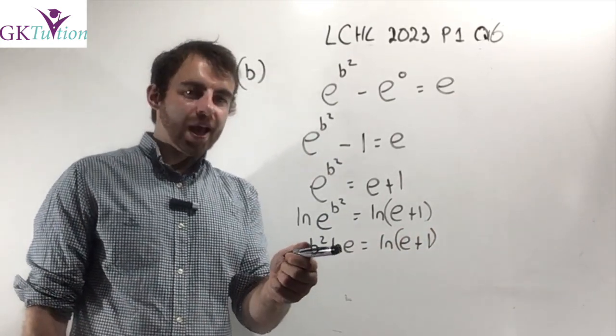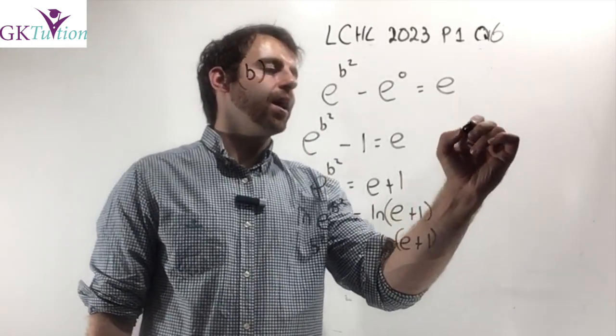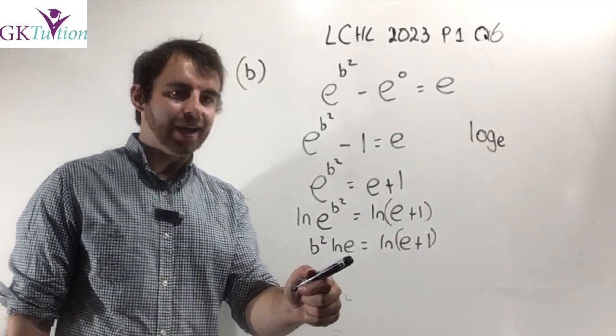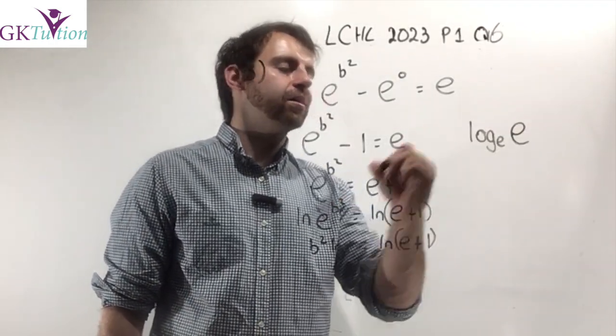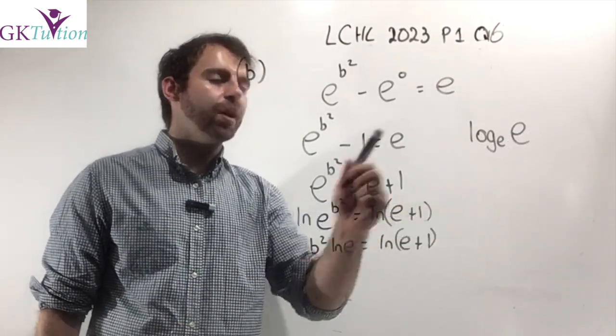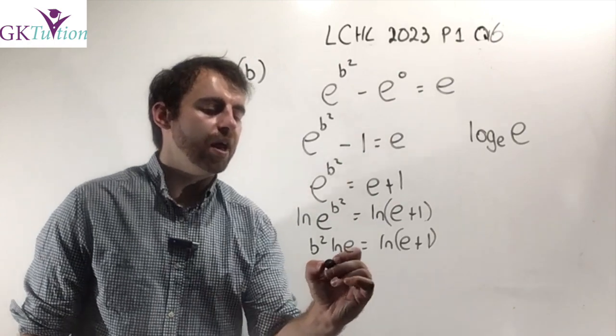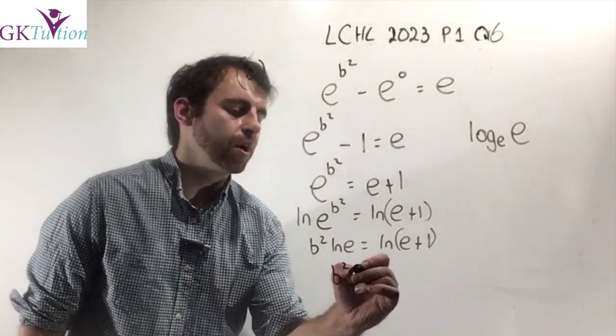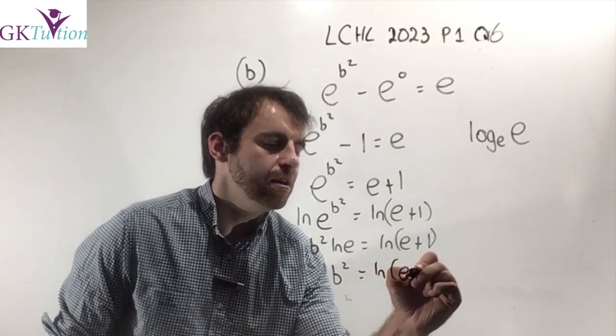And remember what ln represents. Ln represents log to the base e, which means that ln e is log e to the base e. And if those two numbers are the same, log e to the base e is simply 1. So the left hand side becomes b squared times 1. So I can say that b squared is equal to ln of e plus 1.